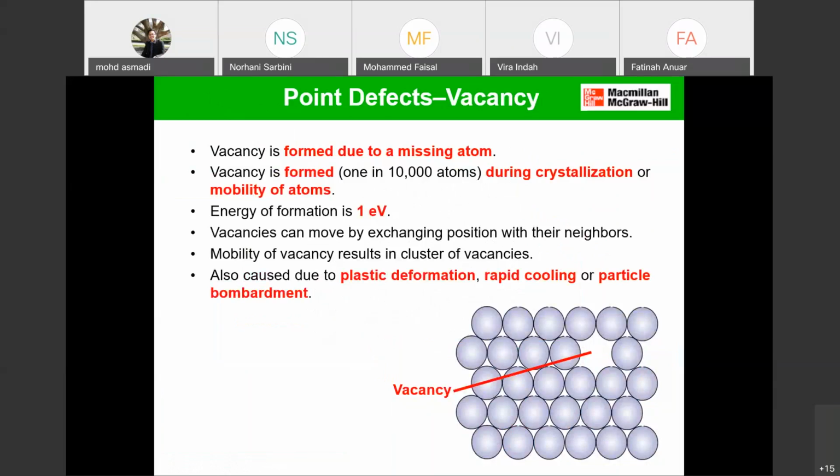For the point defects, a vacancy is formed due to a missing atom. You have to remember that's why we call it a vacancy or void. About 1 in 10,000 atoms during crystallization are vacant, or mobile atoms. The energy of formation is about 1 electron volt. A vacancy can move by exchanging position with its neighbors. Also, mobility of vacancies results in clusters of vacancies. Other processes which can cause vacancies are rapid cooling, plastic deformation as well as particle bombardment.